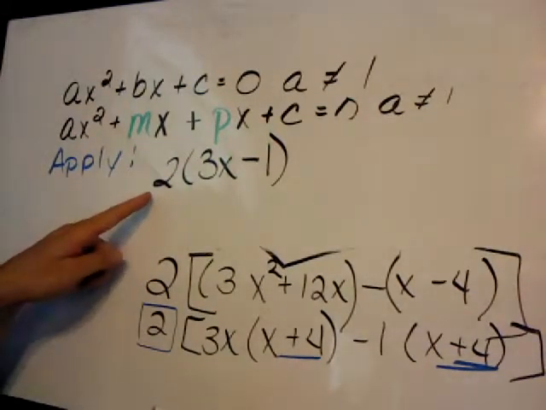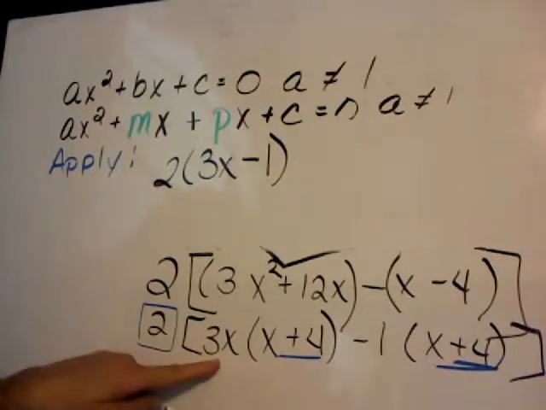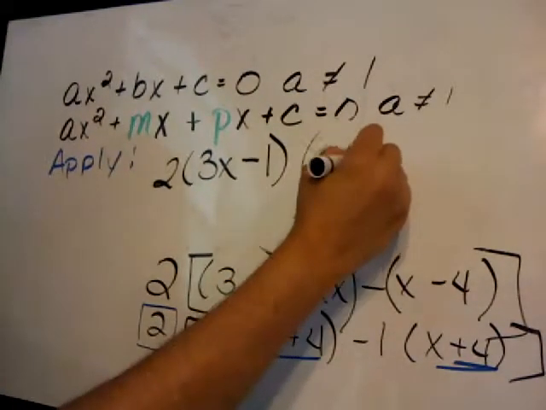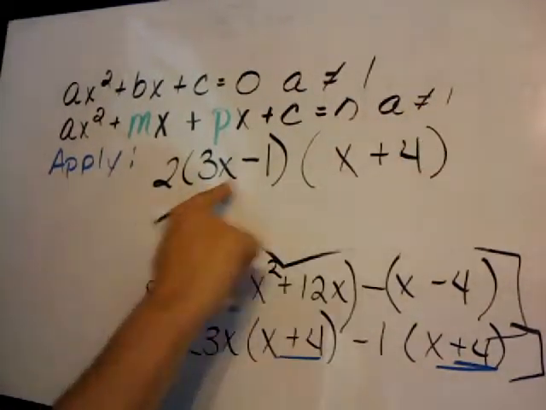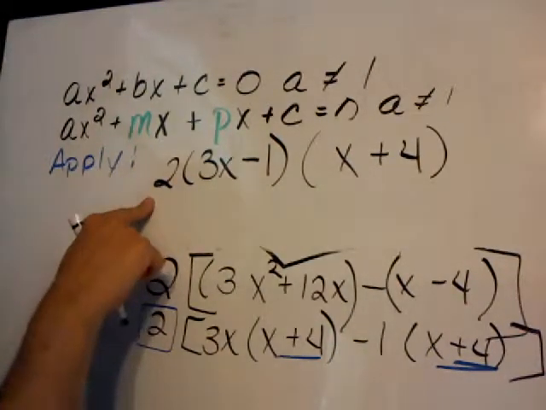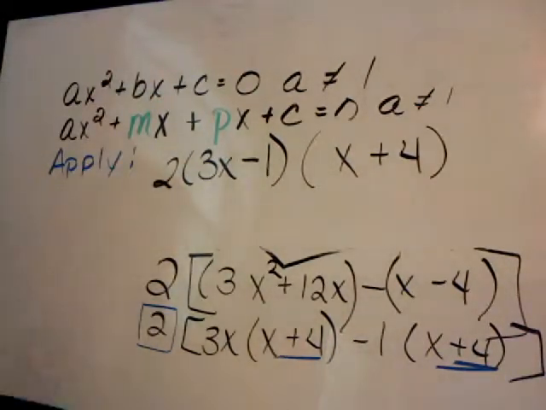So I'm going to write this as 2 times 3x minus 1 times x plus 4. And so all I would have to do is work the full method and then multiply, or distribute, my 2 back in, and I would get the original equation.